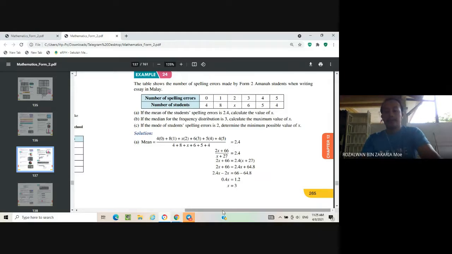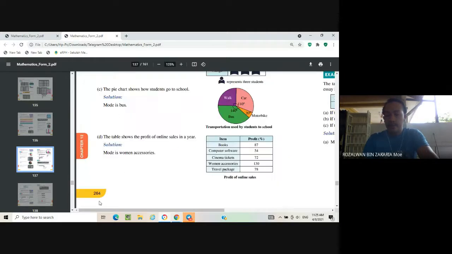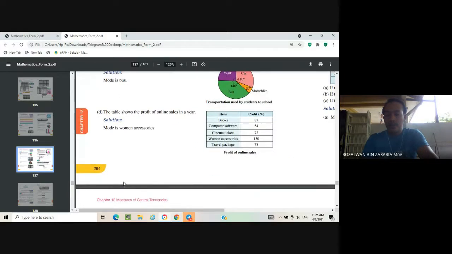Okay, now we look at the solution for B. Question B: if the median for the frequency distribution is 3, calculate the maximum value of x. So how to do this one? First step, what to do?